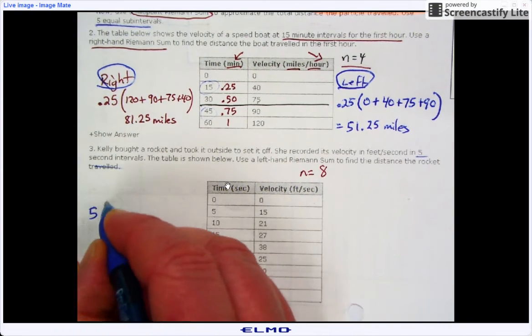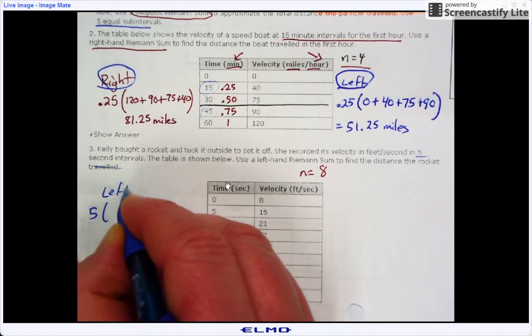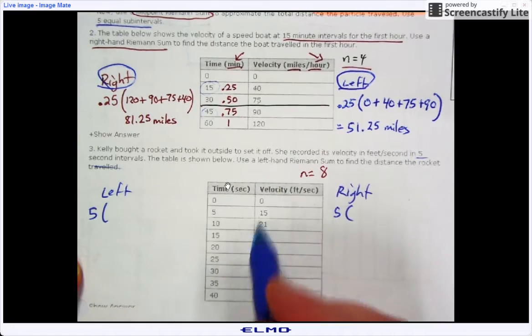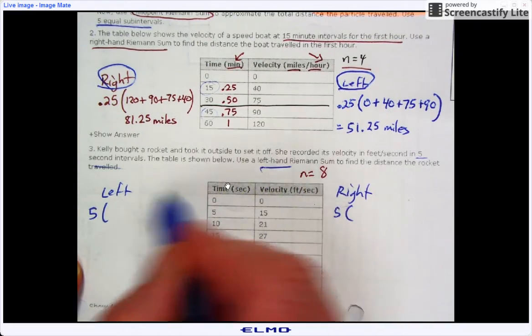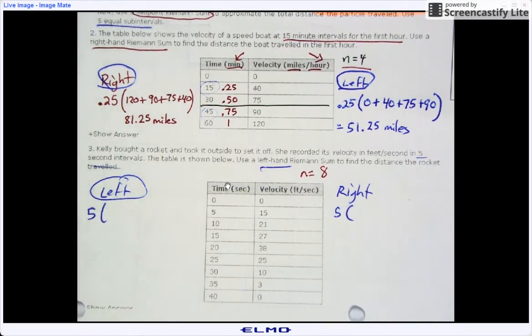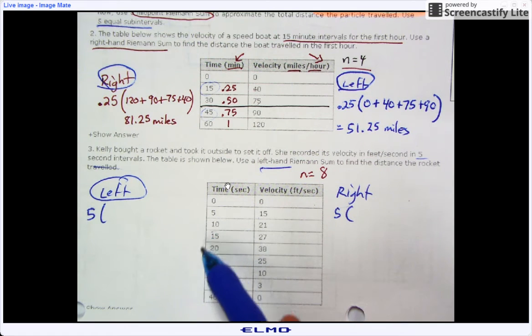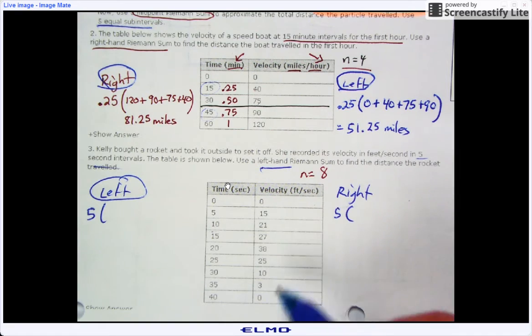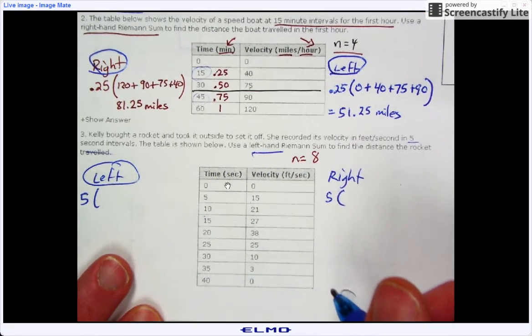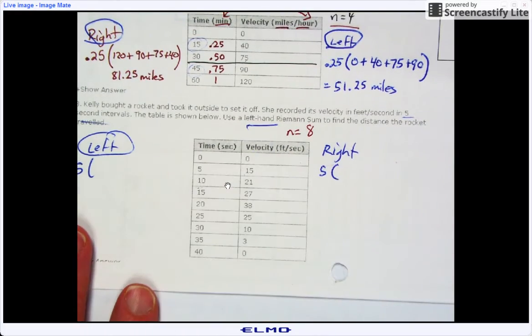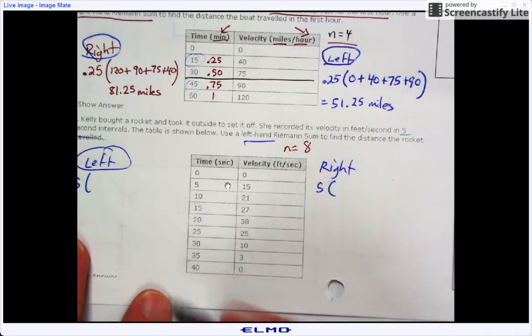So on both left and right, you're going to have a 5 out here, and then your heights are just going to vary. It says use the left hand, so this side would be our answer, but you could do either one. If you were going to do midpoint here, you'd have to use bigger intervals. You'd have to have it go from 0 to 10, 10 to 20, 20 to 30, 30 to 40. And so that would give you midpoints. I can show you that one, even though that's not part of the assignment. That's just a little review of the midpoint.